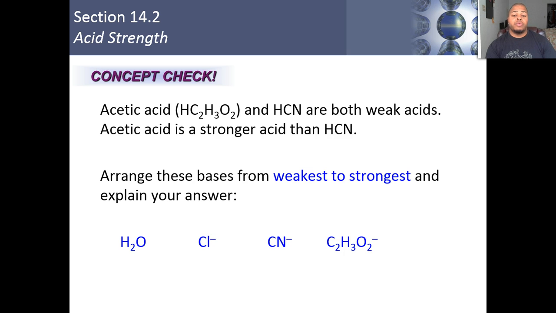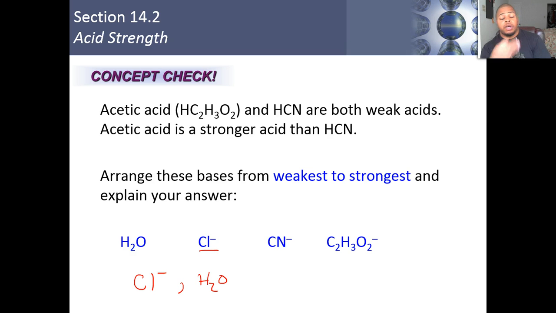Well, considering what we know from slides ahead, the conjugate base that comes from a strong acid is going to be the weakest, going to be neutral. So in this case, that means our Cl minus. Cl minus is the weakest. Now, from there we have water, cyanide, and acetate. We know that the conjugate base from a weak acid is going to be much stronger than water. So, Cl minus, then H2O.